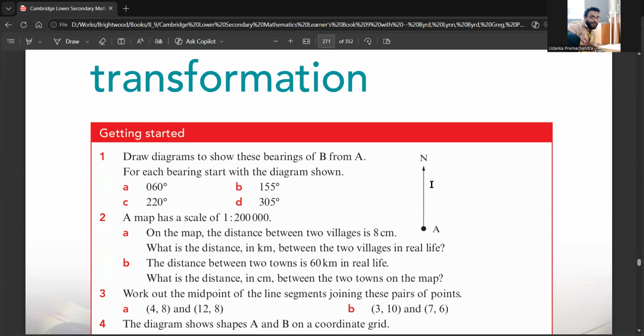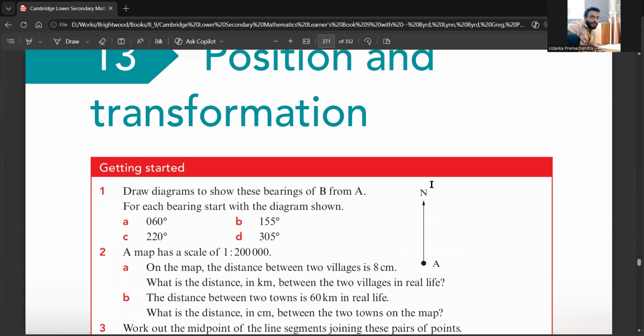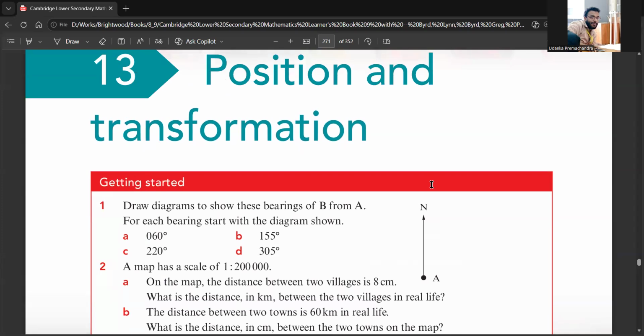Look at here. So draw diagrams. Draw diagrams to show the bearing of B from A. For each bearing, start with the diagram shown. The given bearings are 60 degrees, 155 degrees, 220 degrees and 305 degrees. So how to find them? The first one is 60 degrees.